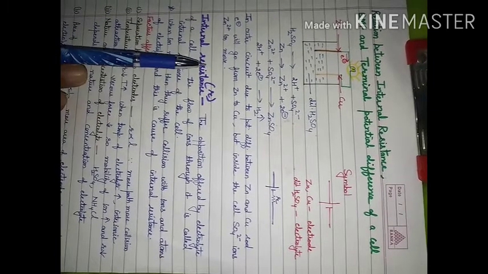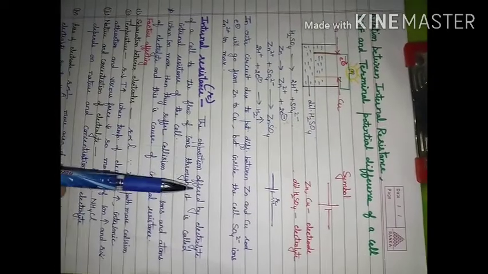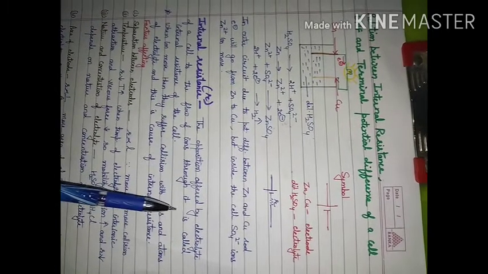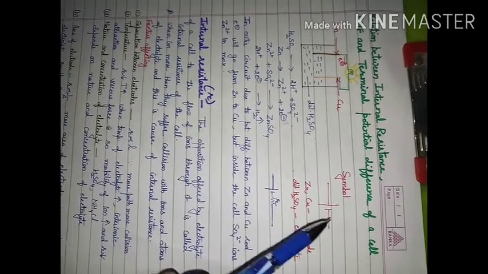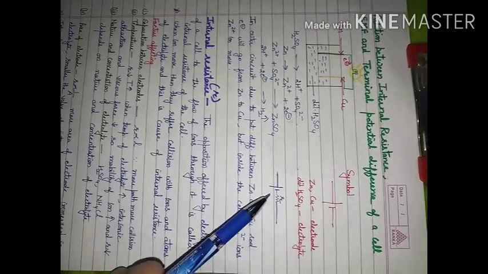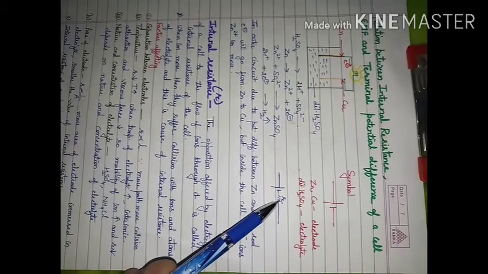It is represented by the letter r, small. So the opposition offered by the electrolyte of a cell to the flow of ions through it is known as internal resistance. This is a symbolic representation of a cell with its internal resistance r.